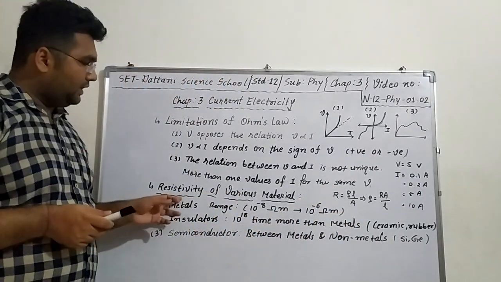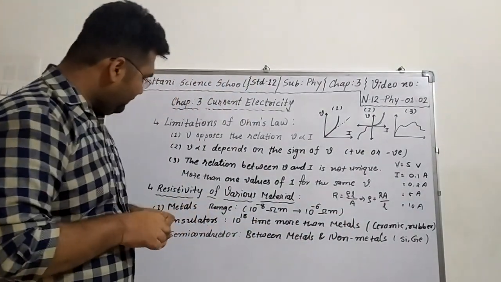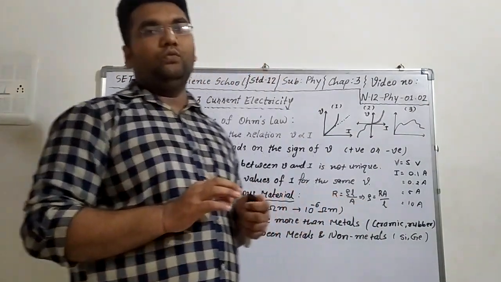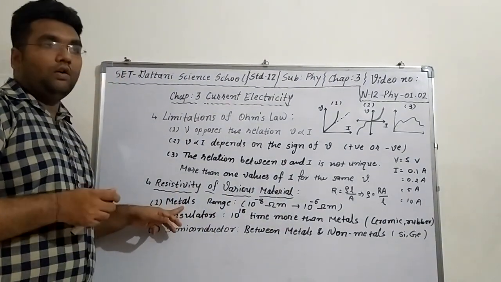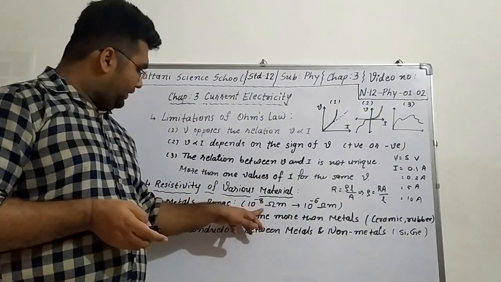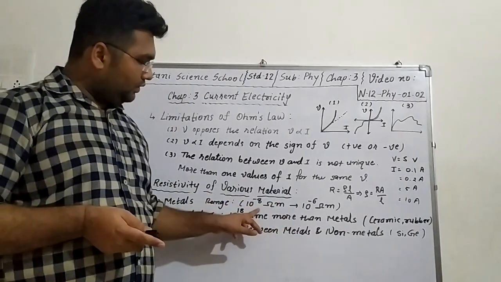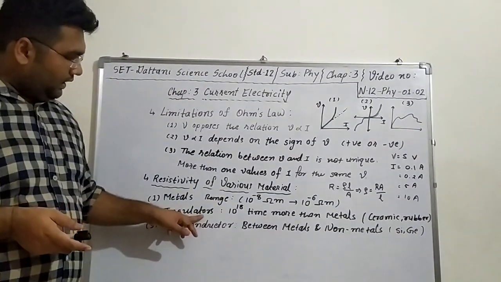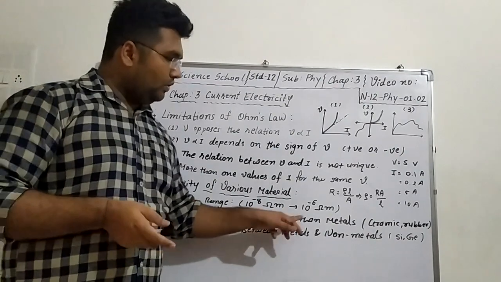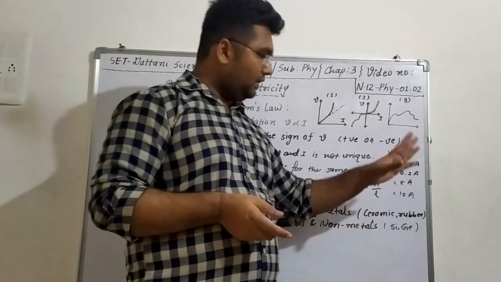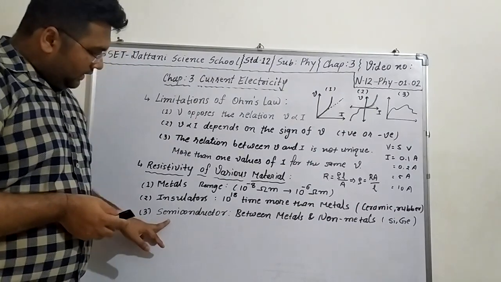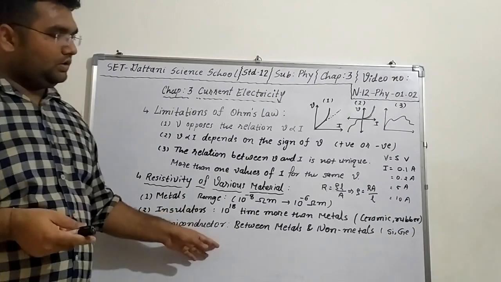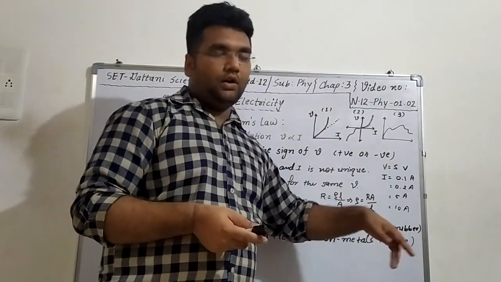Once again, we can define metals as the elements through which we can pass electricity or heat. The range of resistivity in metals is 10 raised to minus 8 ohm meter to 10 raised to minus 6 ohm meter. The resistivity in insulators is 10 raised to 18 times more than metals, for example ceramic, rubber, plastic, wood, etc. The resistivity in semiconductors lies between metals and insulators. Examples of semiconductors are silicon and germanium.